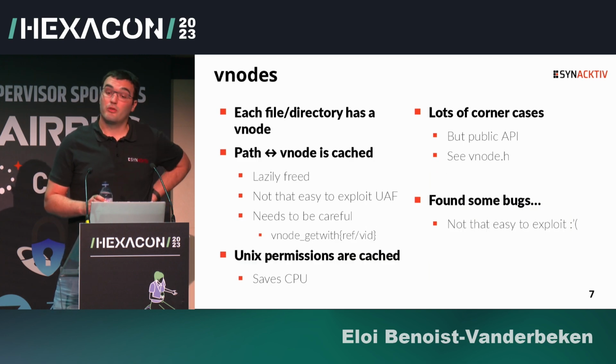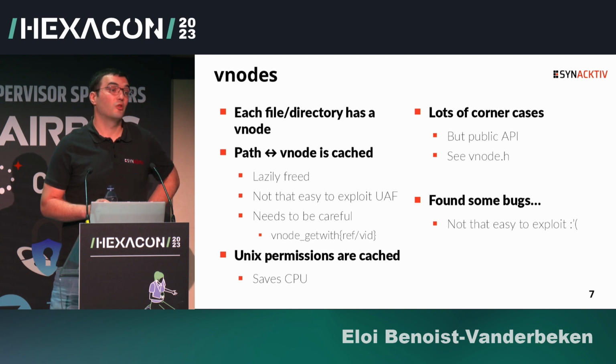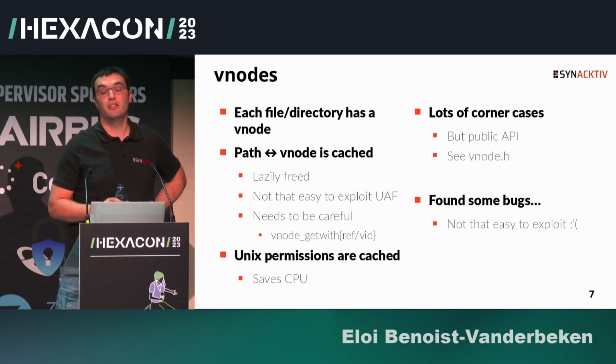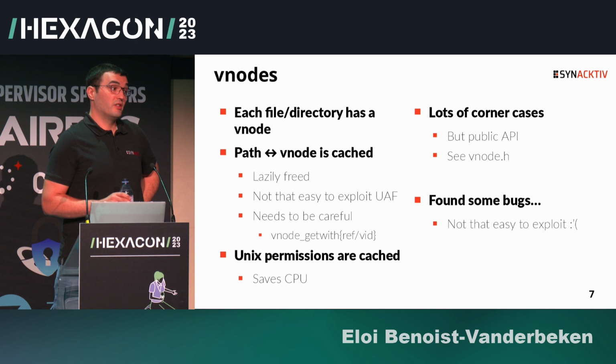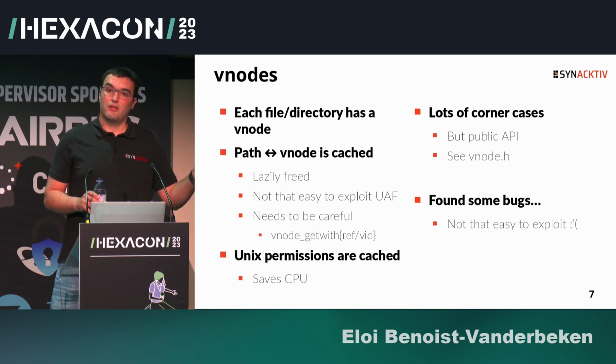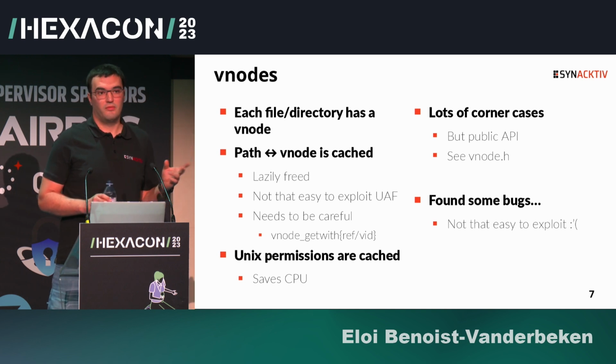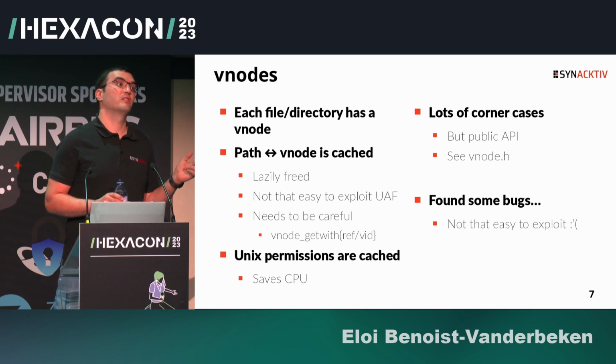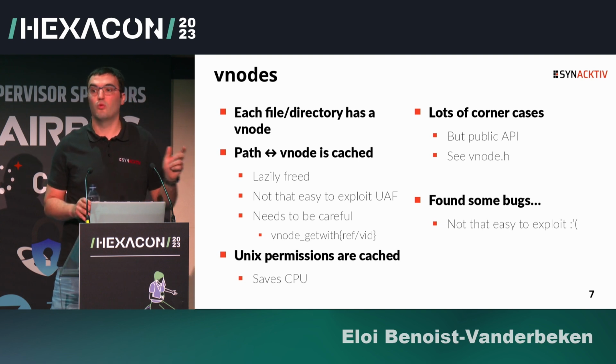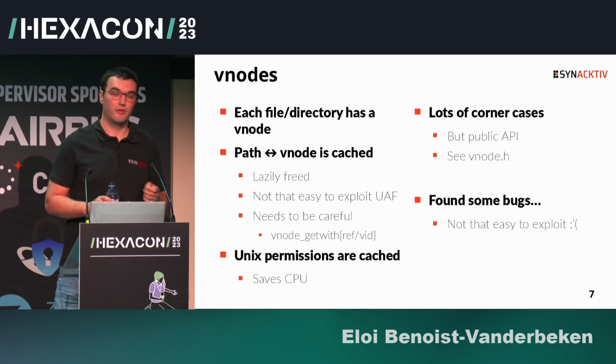So some words about how the file system works in XNU. Well, each file and directory has a vnode. There is a relationship between path and vnodes, which is cached. There is a special rule that every vnode should have only one path, except, of course, for hard links.